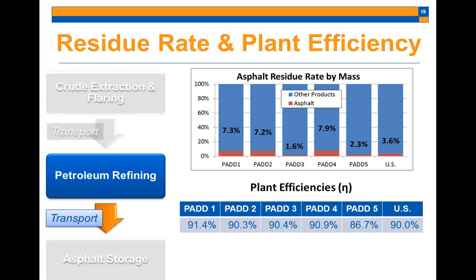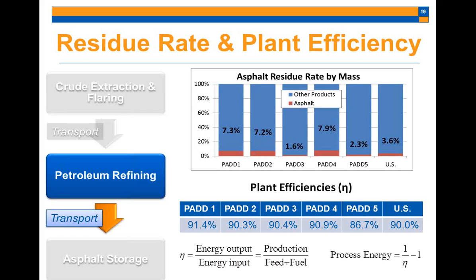And then we also look at plant efficiencies. So for refineries, we can calculate their efficiencies by taking the total energy output divided by the total energy input. And you can see it's about 90%, 86%, but it does vary for each region. So these are all things that we consider when we're looking at refinery processes in the 5 different regions.